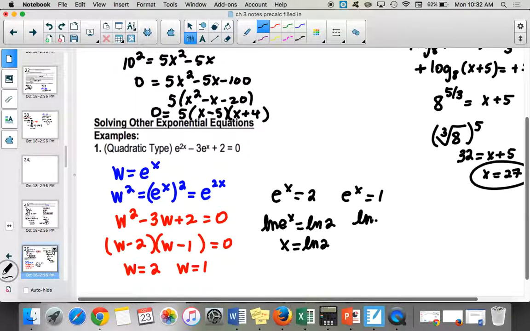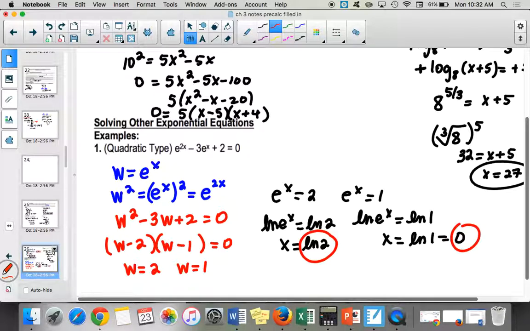In this one, same idea. I get x equals natural log of 1. But I don't leave it as natural log of 1. Natural log of 1 is what? Yeah, it is 0, because log of 1 is always 0. Log base anything of 1 is 0, because you're saying e raised to what power gives you 1, right? It would be 0. All right, so those are our two answers. We get natural log of 2 and we get 0.